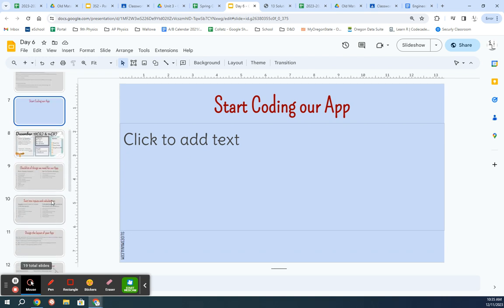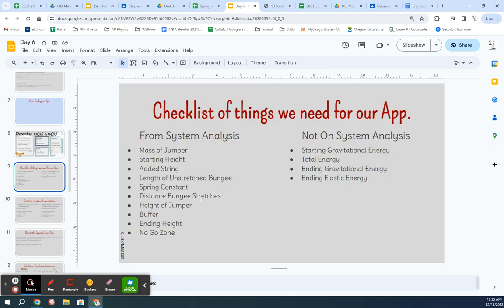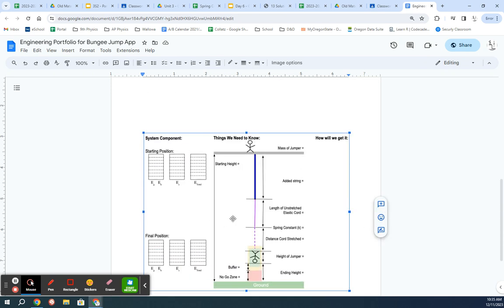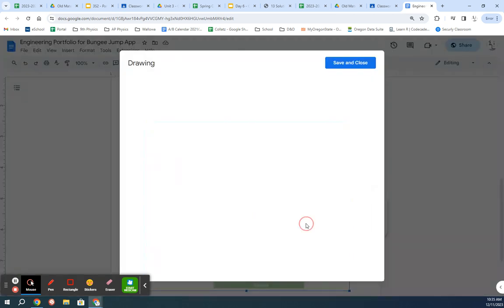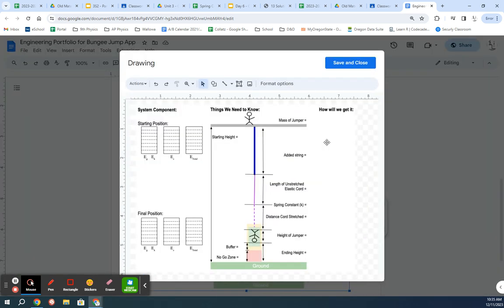All right, so again, starting our coding app, we'll just kind of skip through that. First off, we're just going to look at a quick checklist of the things that we're going to need for our app. There's a lot of stuff that we need for this app. Just looking at our system analysis, this is the second page of that engineering portfolio, right? This page here. Again, if you haven't been filling this out, it's going to make this a lot harder. If you have, as you go, again, just quickly putting things in and typing things out.